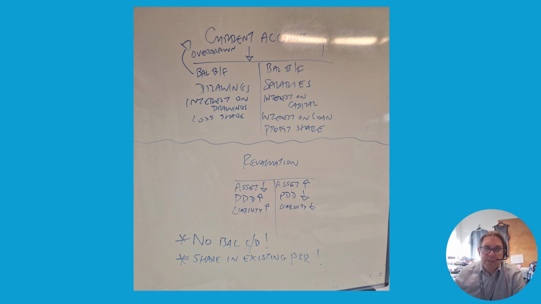On the bottom half of the slide, or the whiteboard notes, is what we call the revaluation T account. So we're looking at revaluations. They generally happen when there's a change in the partnership. So what I mean by change is a new partner being introduced to the business, or one of the partners retiring.